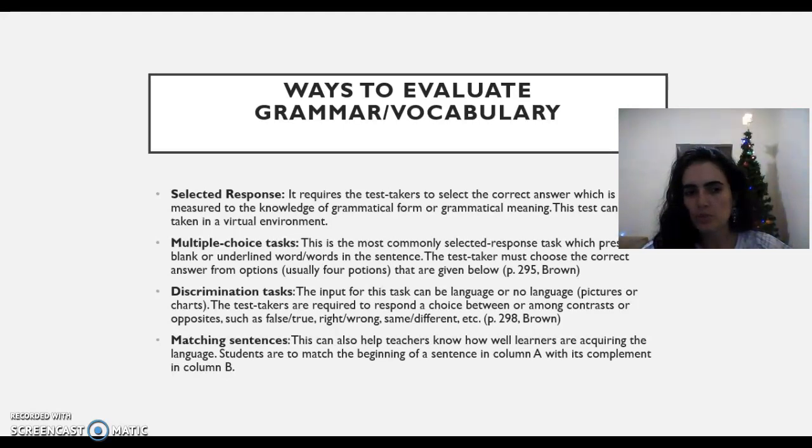In multiple choice tags, this is the most commonly selected response tag, which presents a blank or underlined word or words in the sentence. Discrimination tags: the input for this tag can be language or non-language, for example, pictures or charts. And matching sentences can also help teachers know how well learners are acquiring the language.